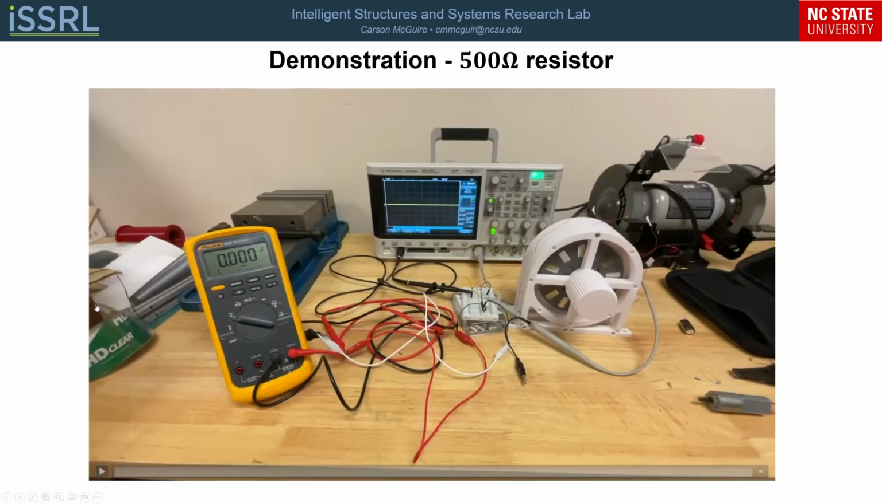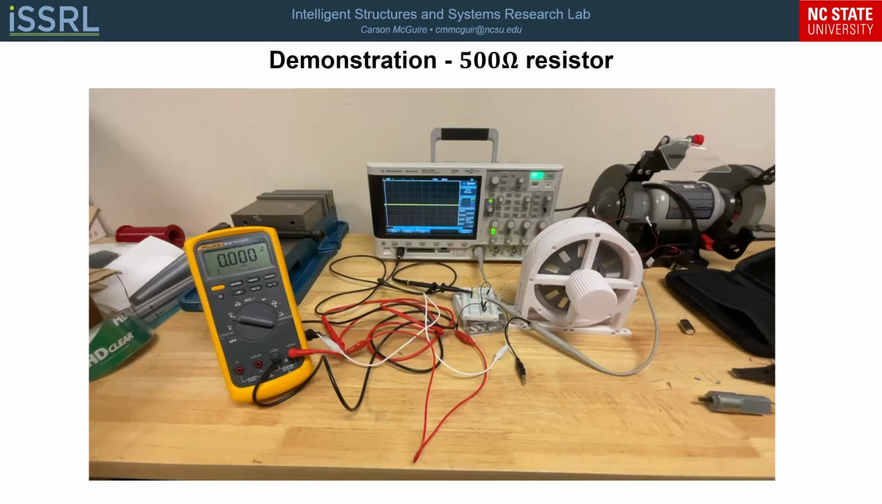So the first demonstration is with a 500 ohm resistor as a load. A 500 ohm resistive load in series with the alternator. I've wired all the coils of the alternator also in series, just to maximize the total induced voltage.